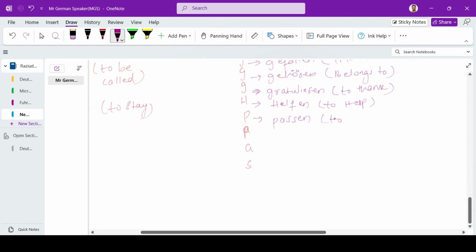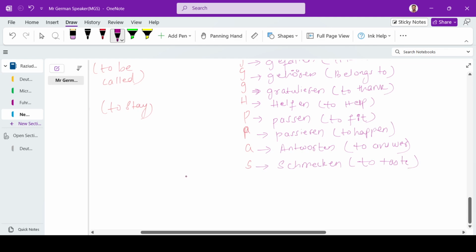Passen is to fit. Then we have passieren. Passieren is like someone asking what's passiert, what's happening, to happen. Then antworten. Antworten is to answer. Then we have schmecken. Schmecken is to taste.